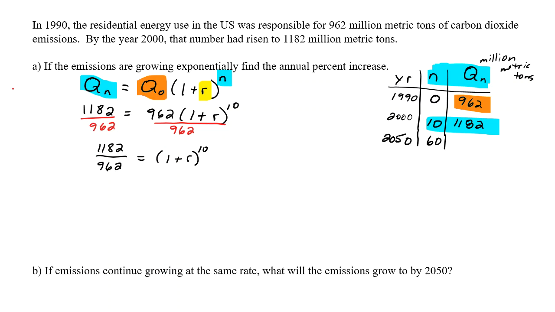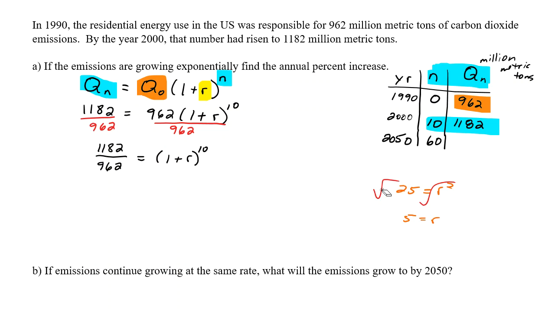Now, a lot of you are maybe used to taking the square root. Let's say you had something like 25 equals r squared, and then you take the square root of both sides. And so you get 5 equals r. The square root undoes a square.